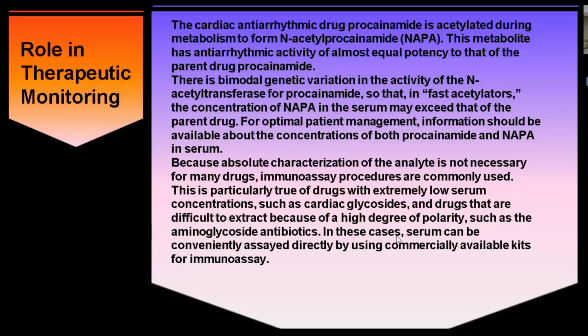So characterization is not necessary, because both the drugs, procainamide and NAPA, have equal potency. So in those cases, particular characterization is not required. However, if the next metabolite is more toxic, then in those cases we should be able to know which was there, how much it has broken down, and how much toxicity the next compound can cause. So all these things should be well known. For these cases, we should be able to access commercially available kits for immunoassay, and for direct or faster diagnosis of these toxins or poisons.